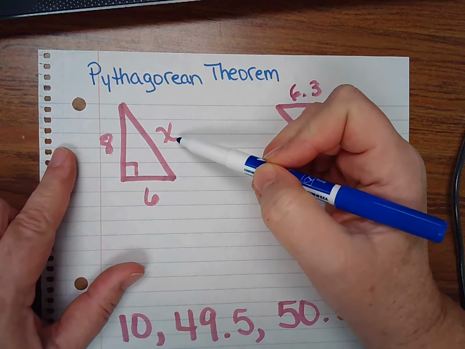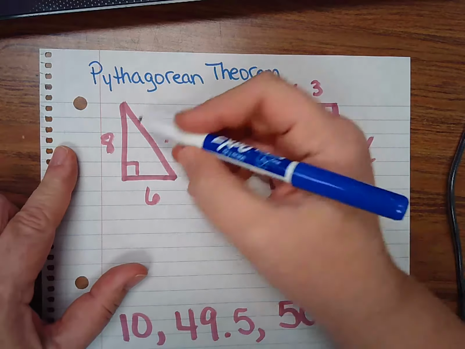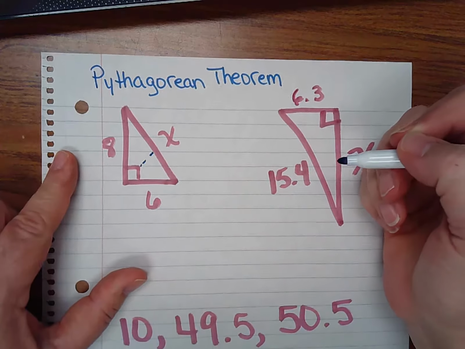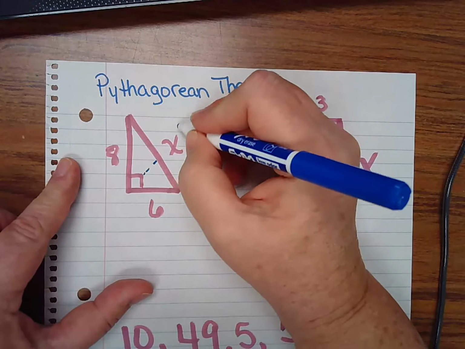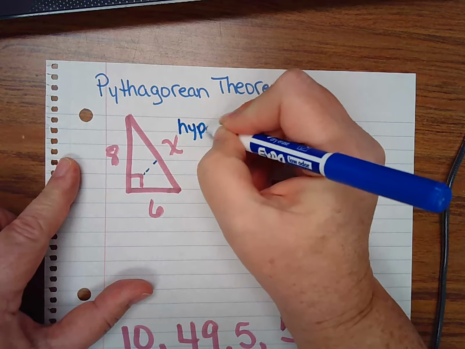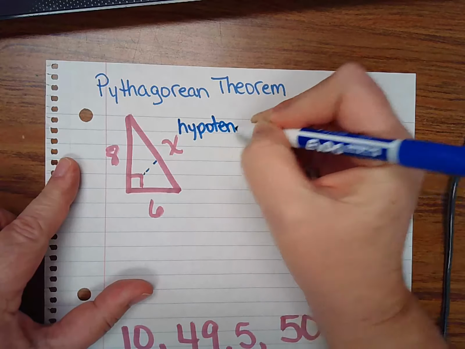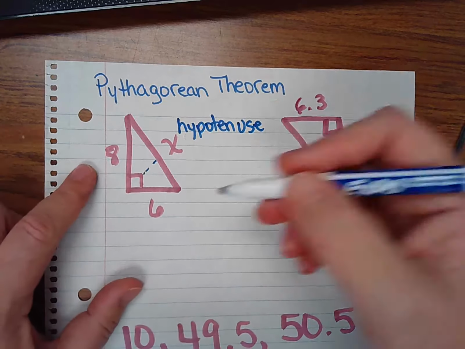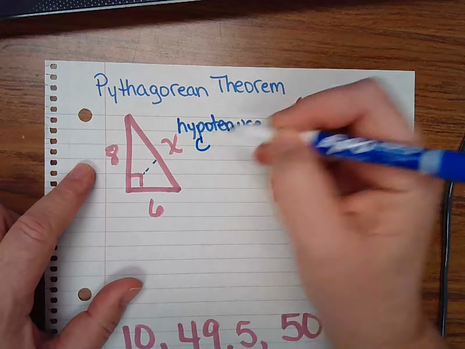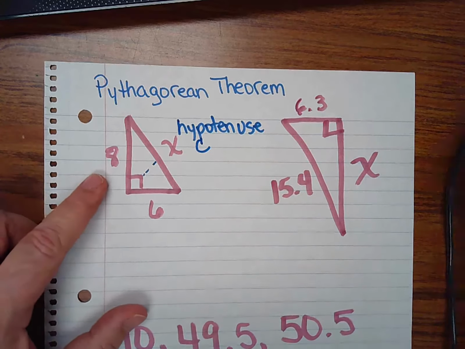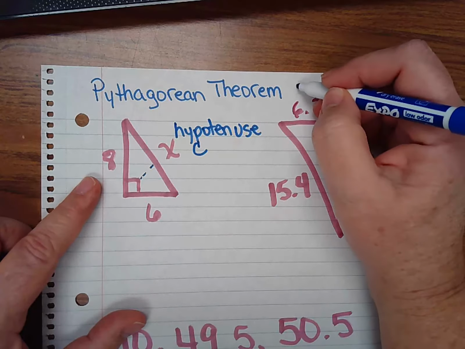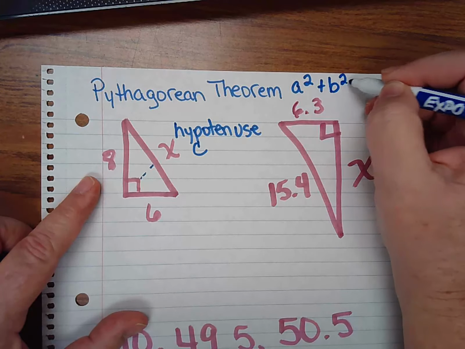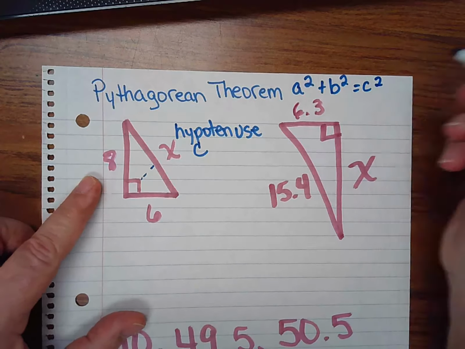Then over here, this is the side I'm looking for. The side across from the 90-degree angle is always called the hypotenuse. I'm going to write that down so you can see what I'm saying. Hypotenuse. The hypotenuse is represented by the letter C in the Pythagorean theorem. The Pythagorean theorem looks like this: a squared plus b squared equals c squared.